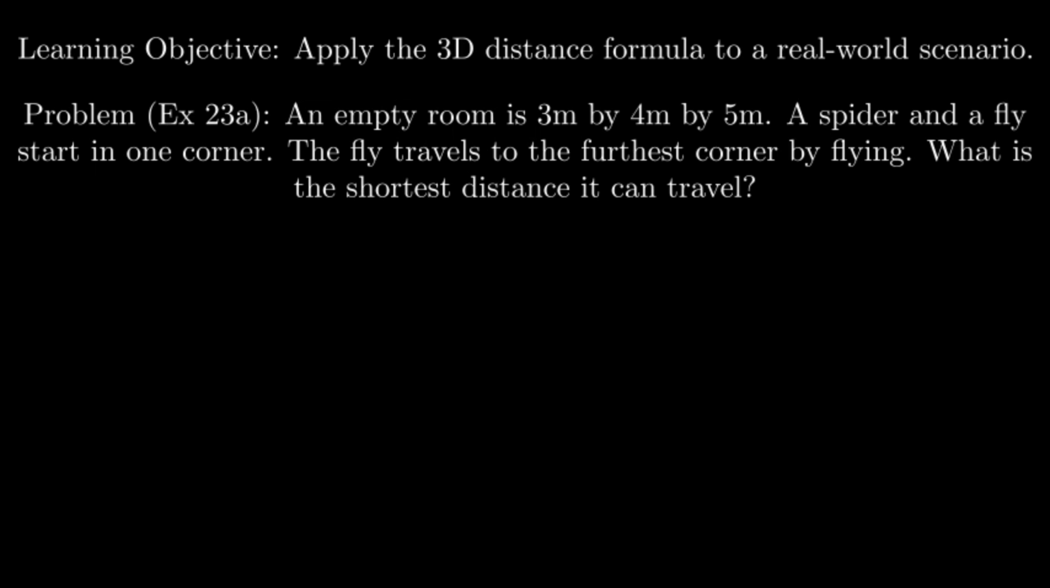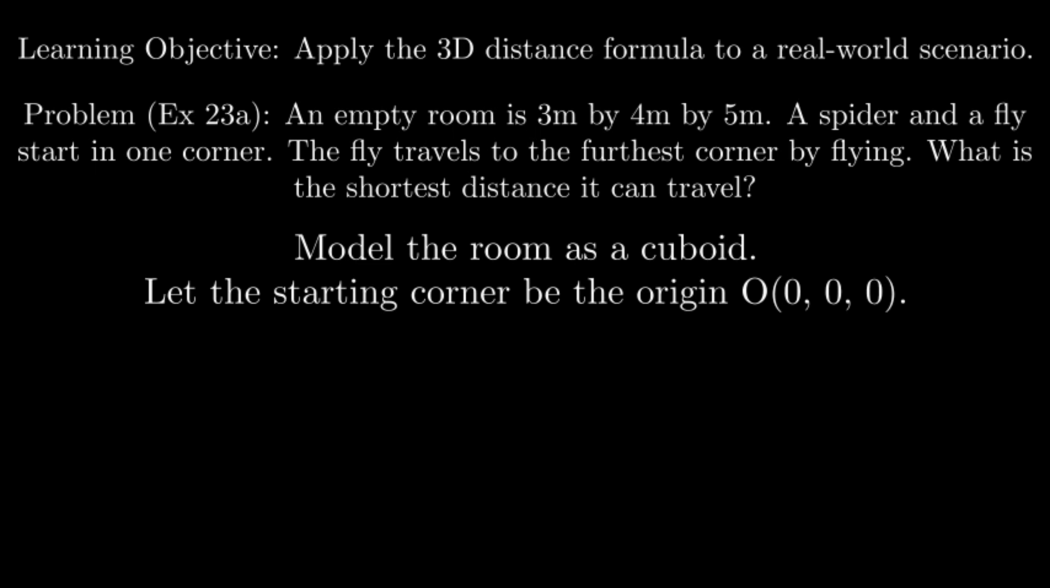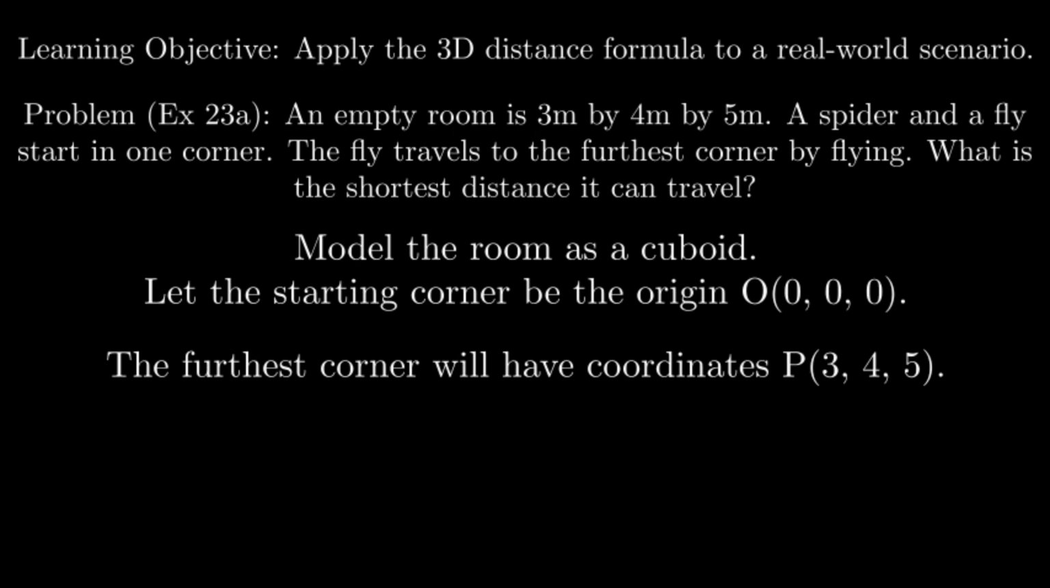The first step in a problem like this is to set up a coordinate system. It's easiest to place the starting corner at the origin. Let's model the room as a cuboid and place the starting corner at the origin with coordinates (0, 0, 0). The dimensions of the room, 3, 4, and 5 meters, will correspond to the x, y, and z coordinates of the furthest corner. So the diagonally opposite corner will have coordinates (3, 4, 5). The order doesn't matter for the final distance.